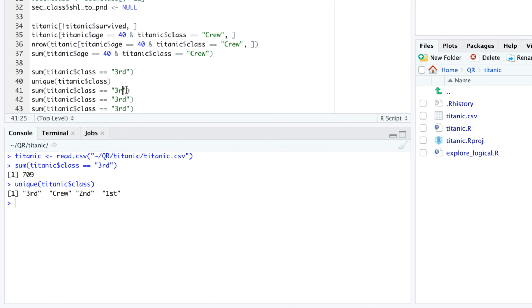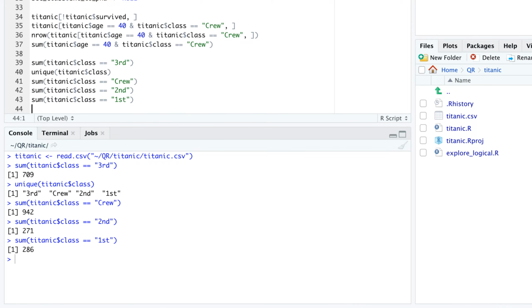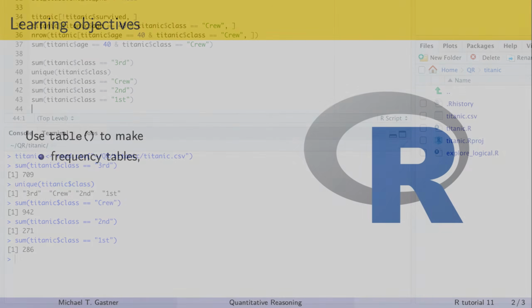Unfortunately, this approach needs a lot of repeated code. We would have to replace 3RD by crew, 2ND, and 1ST. And we must be careful that we don't make a typo in any of the class categories. In this tutorial, we learn a much more convenient method to summarize this information, the table function.